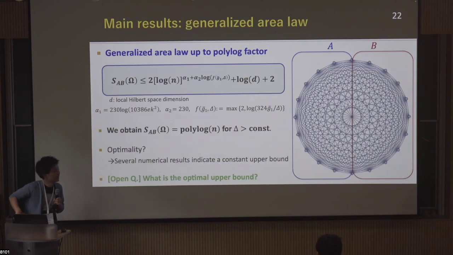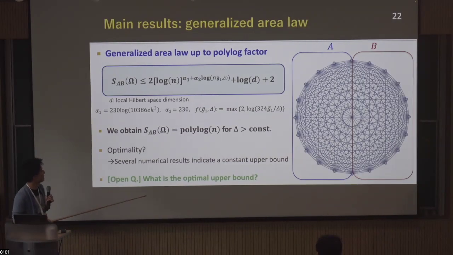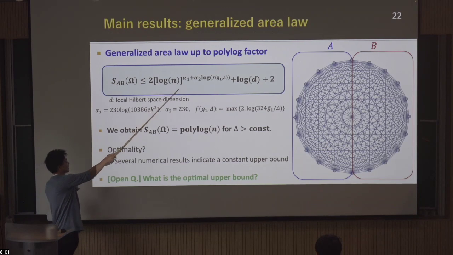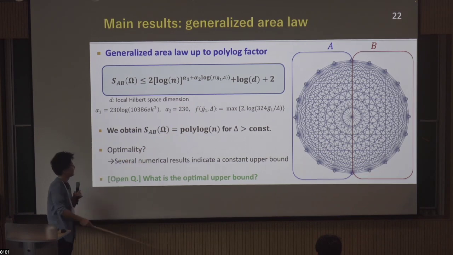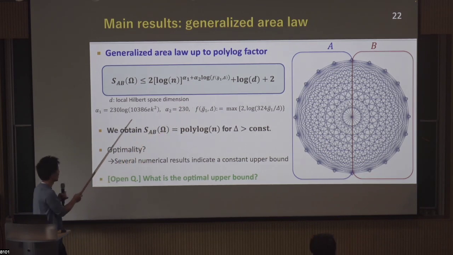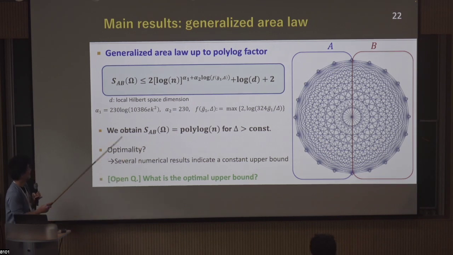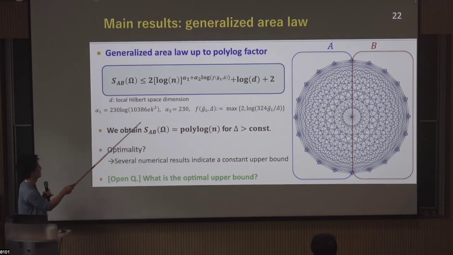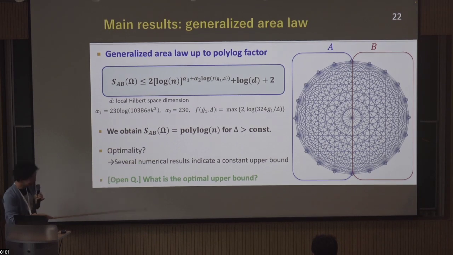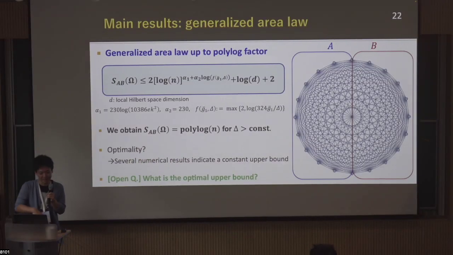And the main result is this one, the generalized entanglement law up to some polylog factors. This means the polylog exponent is now given by alpha 1 plus alpha 2 log of G1 bar over delta, plus log D, where D is the local Hilbert space dimension, which is not so important a parameter. Alpha 1 and alpha 2 are very large, but anyway this is a constant. So we get that the entanglement entropy is given by polylog form as long as delta is larger than some constant.